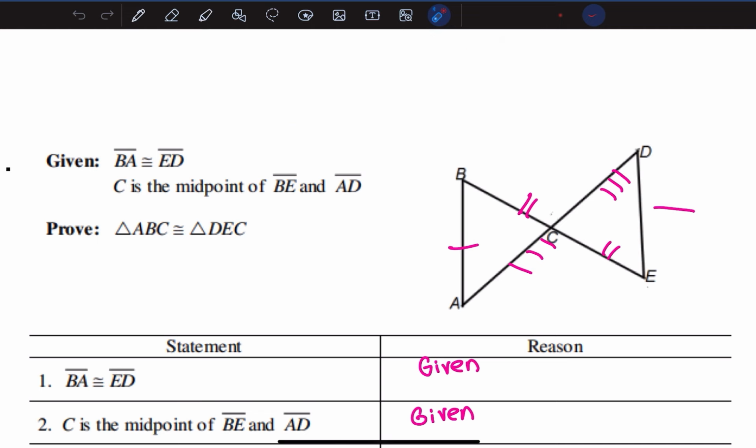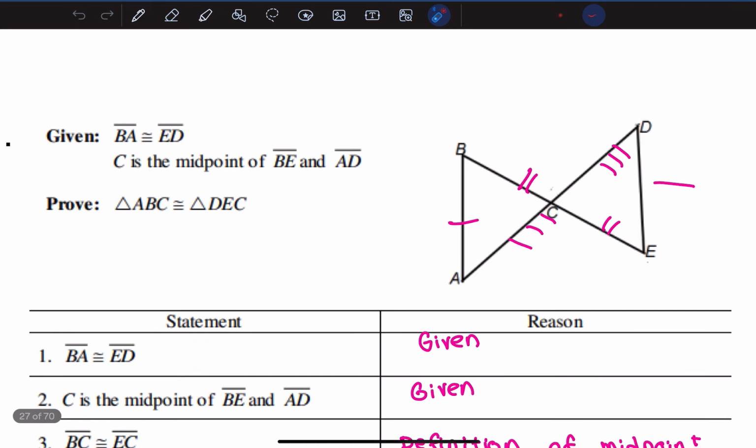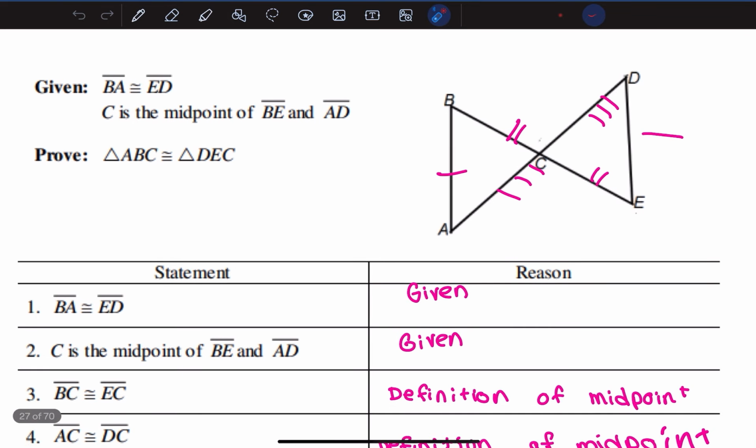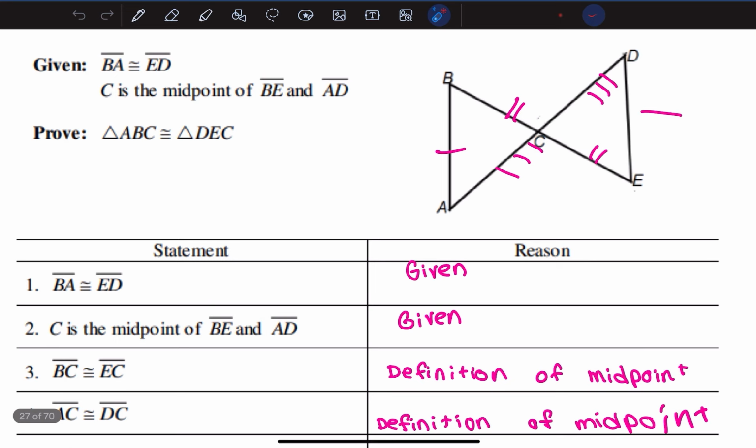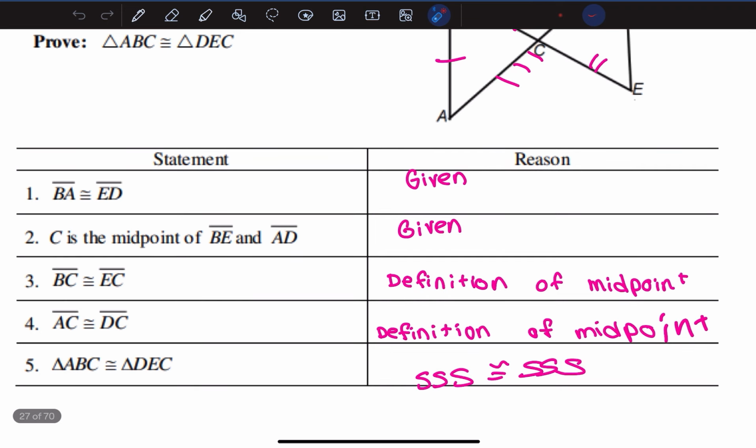So we start writing it out. Write down my givens. You can write your givens in one statement or two. I personally prefer to write it in one just to keep the numbers shorter. So you start with your given information. Again, they break it up again. So you know that BC must be congruent to EC, excuse me. Those two are congruent by the definition of a midpoint, as is AC and DC. And then finally, because of that, you have three congruent sides. So by side, side, side, the triangles are congruent.